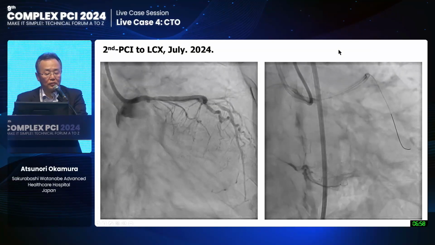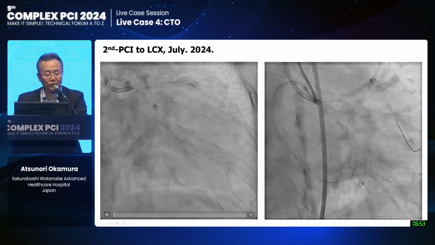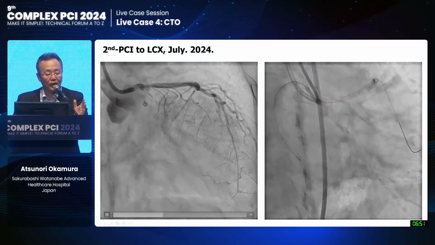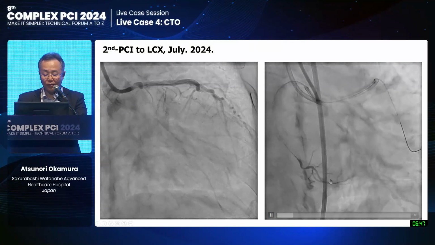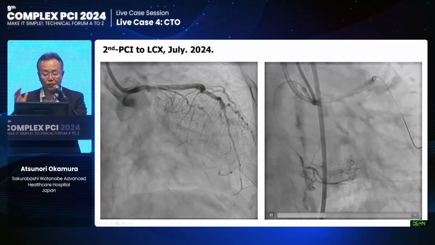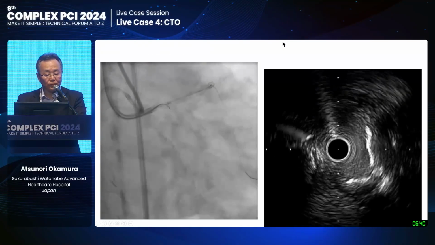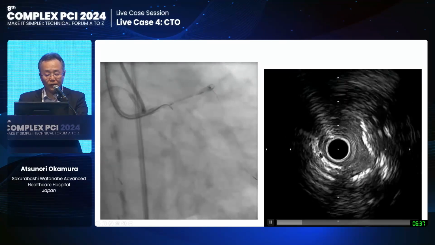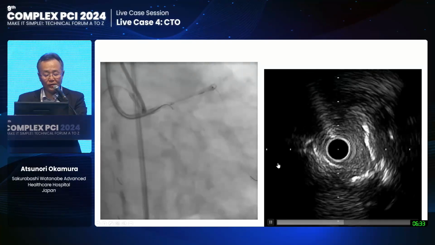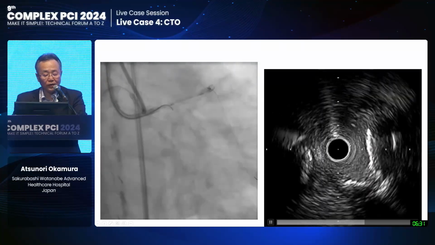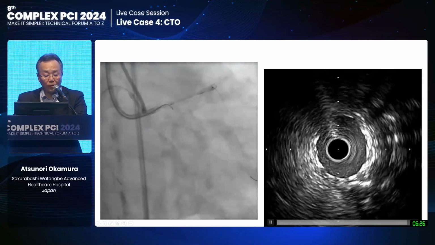In 2 weeks, we did the LCX CTO intervention. So the CTO region was also very calcified at the proximal entry site, and also there were no interventional collaterals from the RCA or other branches. So we performed the IVUS guided wiring. So the LCX region was like that, very severely calcified. So we couldn't advance the Conquest or the Gaia wire into the intraplaque route because of the calcification.